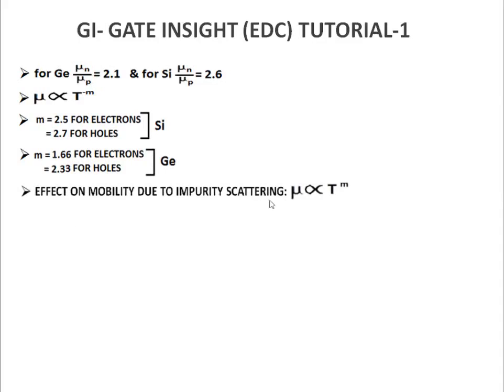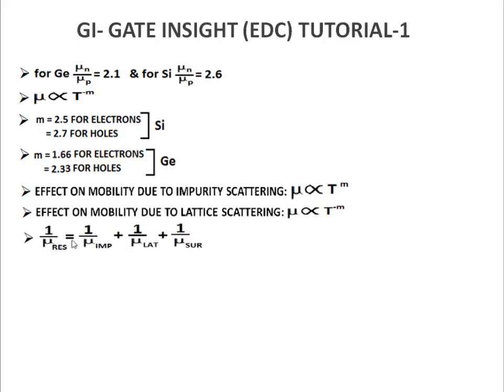And the effect on mobility due to impurity scattering is mu is proportional to T to the power of m. As I've told you, because of the impurity added, as the temperature increases, there is impurity scattering. Because of that, the electrons speed up. So mobility increases, mu is proportional to T to the power of m. And as the temperature further increases, there is oscillation in the lattice level, there is oscillation in the atoms, and because of that, there is collision of electrons, and because of that, the mobility decreases, with the relation mu is proportional to T to the power of minus 1. That is the lattice scattering.